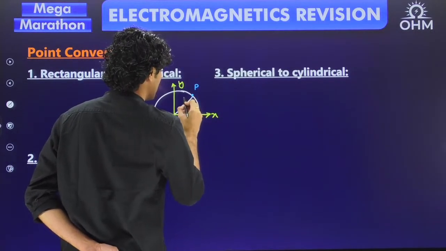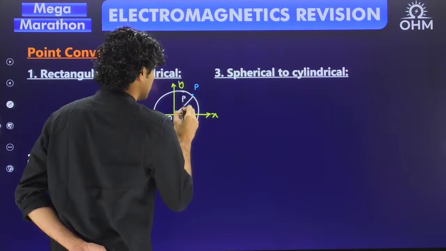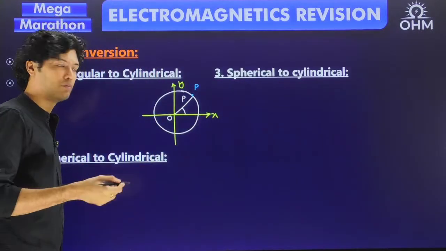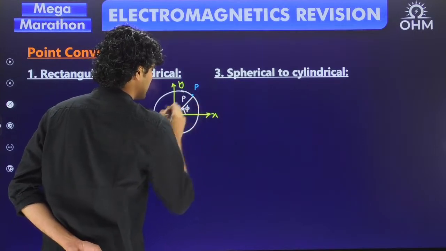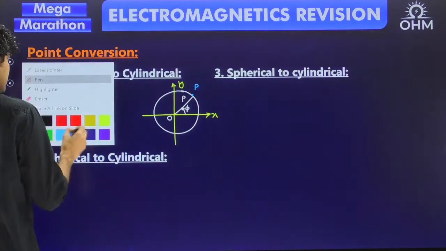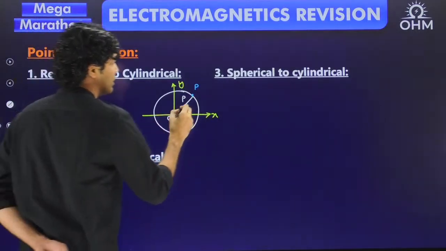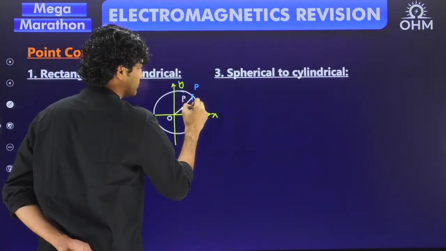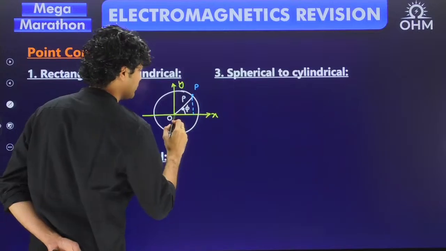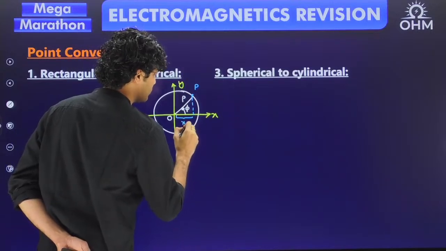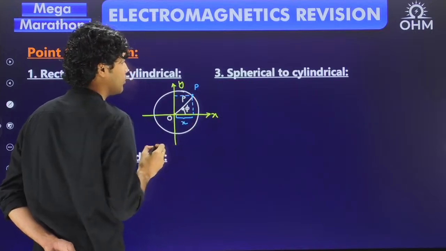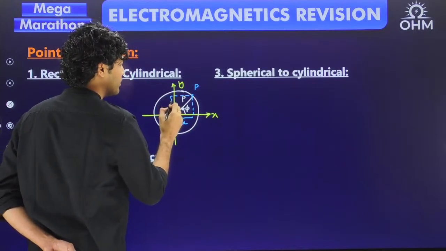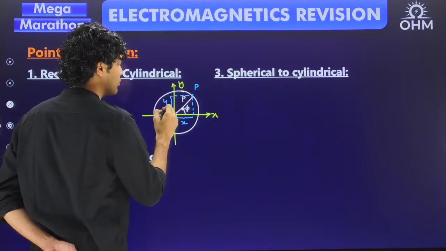If you remember this diagram, more or less the point conversion from cylindrical to rectangular is complete for you. And how much is this angle? This is nothing but phi. If you take the projection of this point P on the x-axis, this x distance corresponds to the variable x, and if you take the projection of point P on the y-axis, the distance measured on the y-axis corresponds to y.